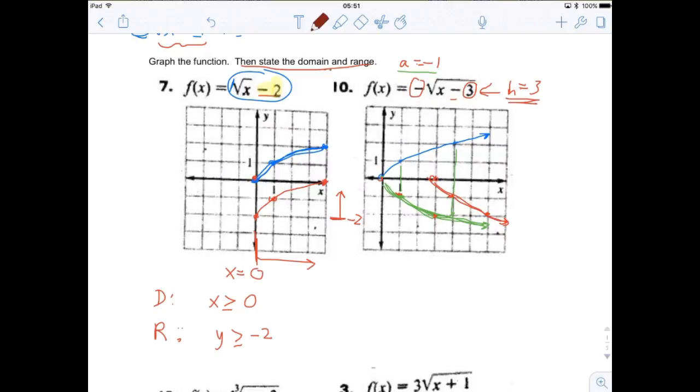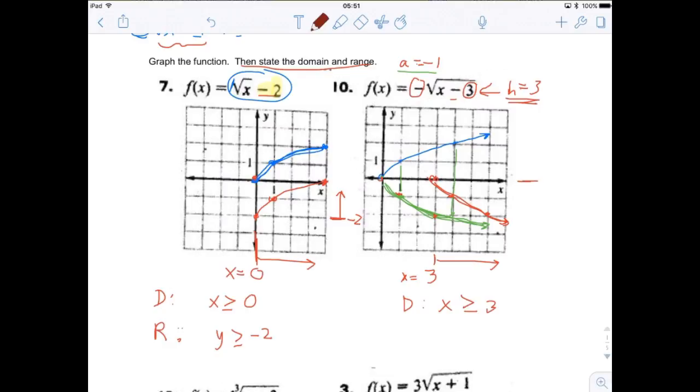What is the domain and range? If you know how to do that, go ahead and pause and then try to do it on your own. So if I look at the x values for the red function, I can see that they exist from this point to the right. This point is x equals 3. So I can say that the domain is x is greater than or equal to 3.